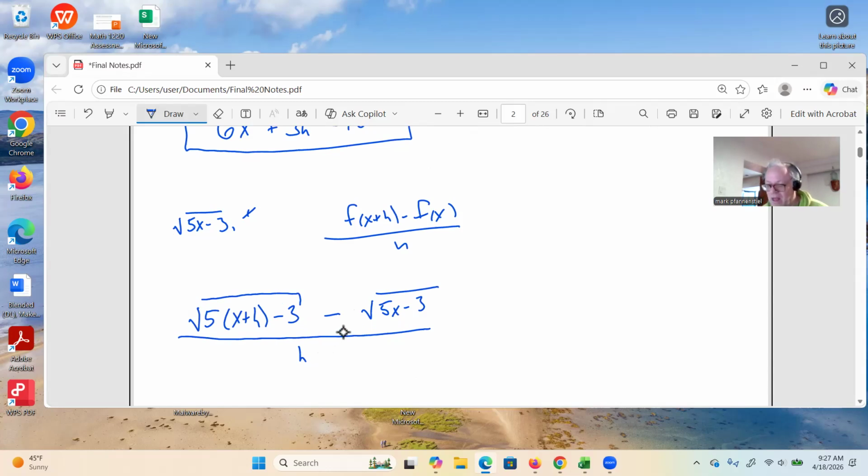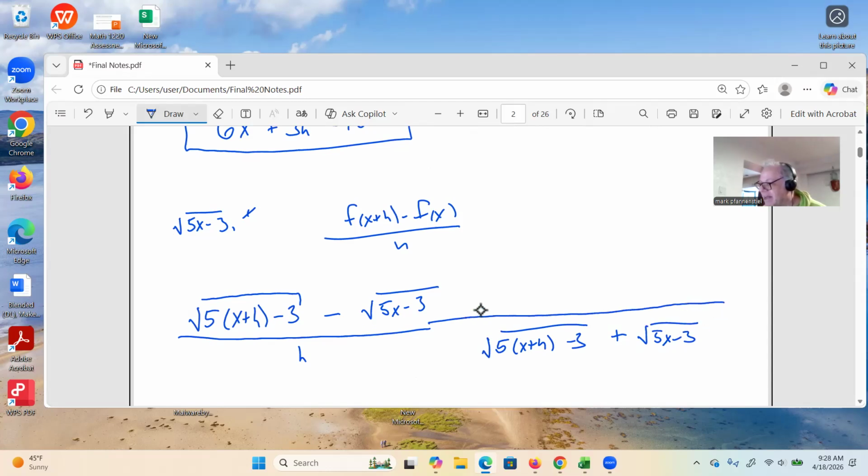A lot of students are like, I'm going to square both sides. There's no equal sign. There is no both sides. You get one side, so you can't square both sides. There's only two tricks in mathematics: you can either add 0 or multiply by 1. We're going to multiply by 1. Well, that sounds kind of silly, like it depends on what 1 looks like. So what we're going to do is multiply this by the square root of 5x plus h minus 3, plus the square root of 5x minus 3, divided by the same thing.